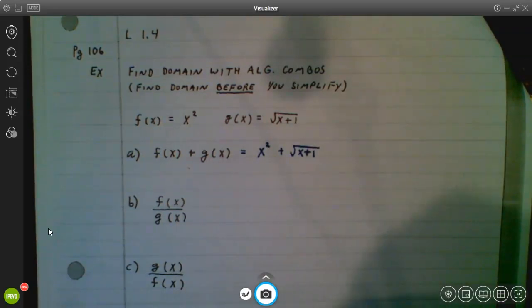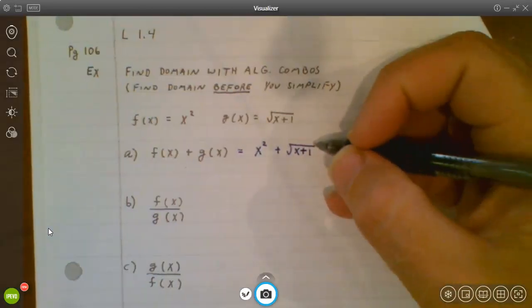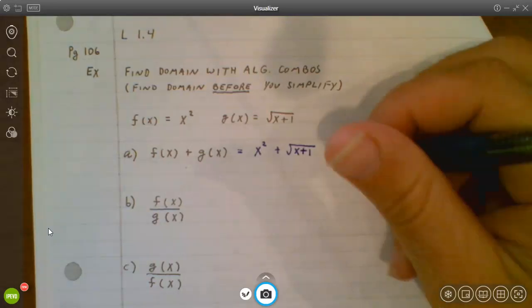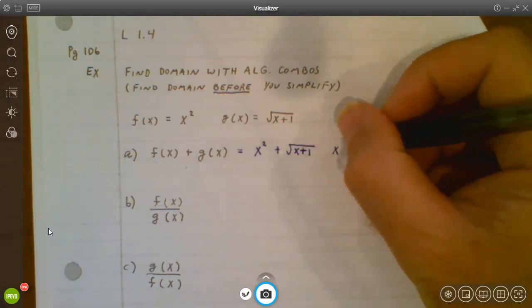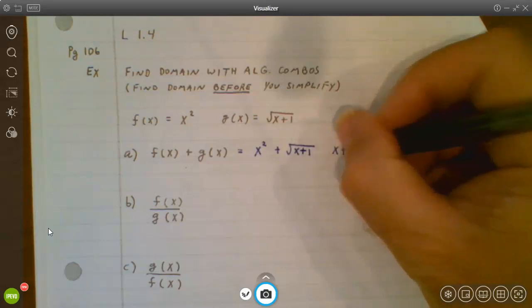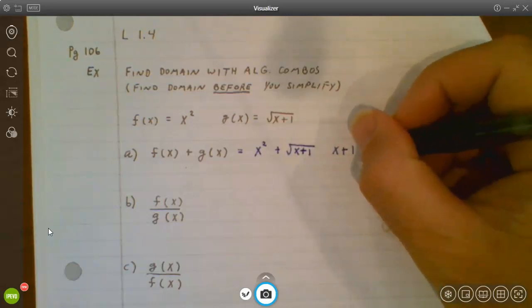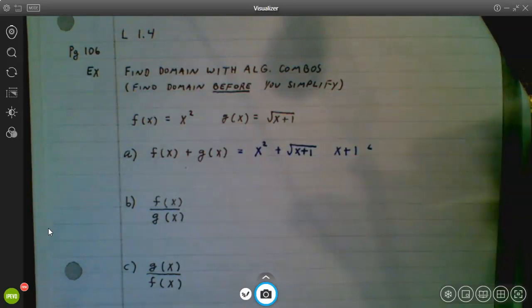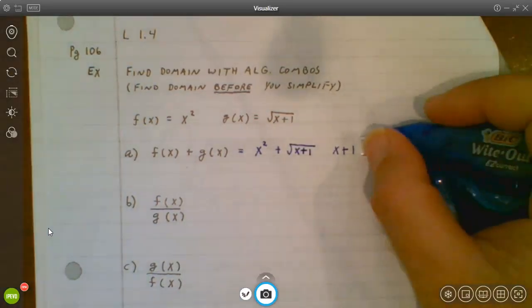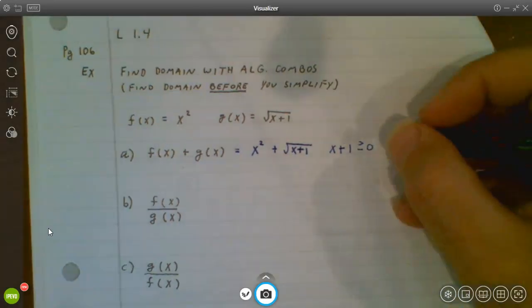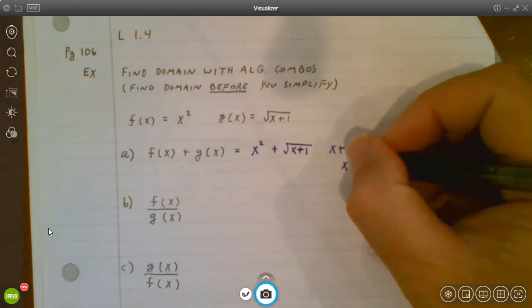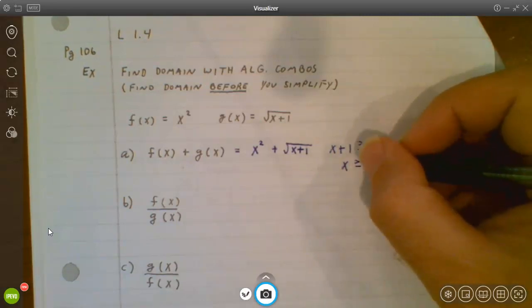So as we look at this, there's no fractions on this, but the only limitation we're going to run into is the square root function. And as far as that goes, just remember that whatever is under that square root must be greater than or equal to 0. And so if I solve that little inequality, then we get our domain, which is x is greater than or equal to -1.